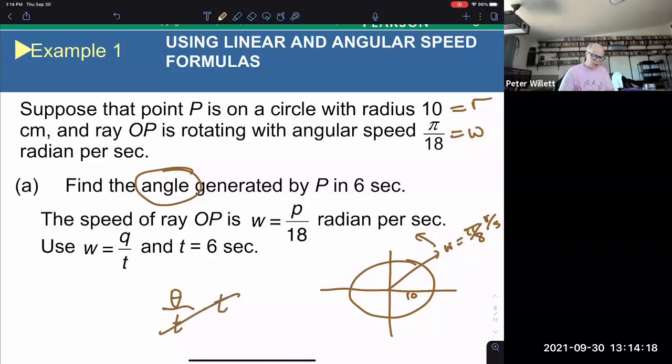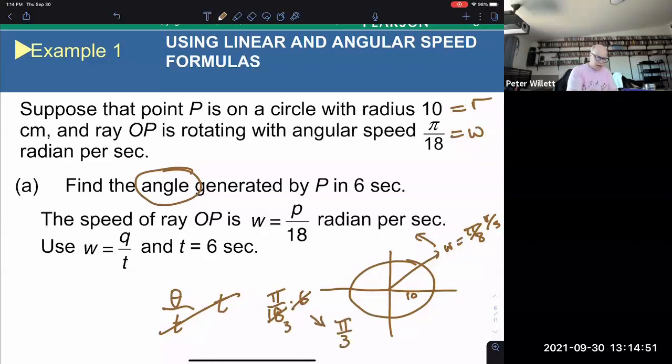So the way that translates here into this problem is that theta is equal to pi over 18. That's the radians per second. And if I multiply that by 6 seconds, then that'll tell me how many radians that we went through. And if I simplify, 6 goes into 18 3 times, and that would give me pi over 3 is the radian angle that it would be covered after 6 seconds.